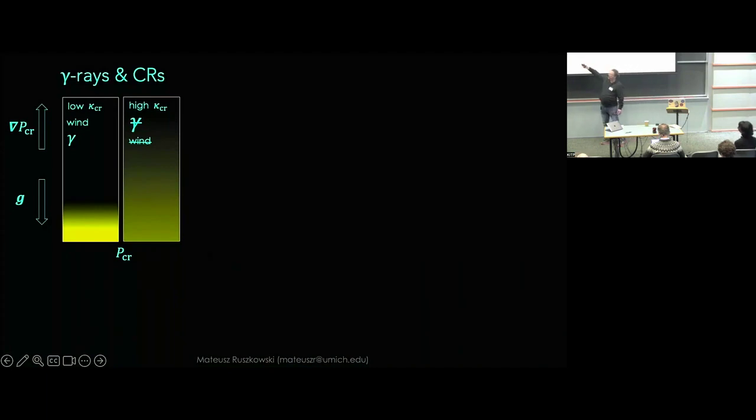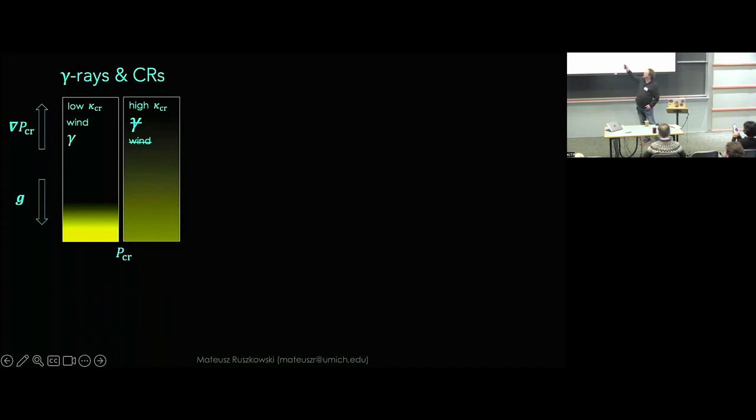Gravity is pointing down, pressure gradient is pointing up, so you can have an outflow. If diffusion is very small, then basically cosmic rays cluster closer here, where the density of the gas is high, and you produce lots of gamma ray emission. In the opposite regime, when diffusion is very high, you quickly wash out these gradients.